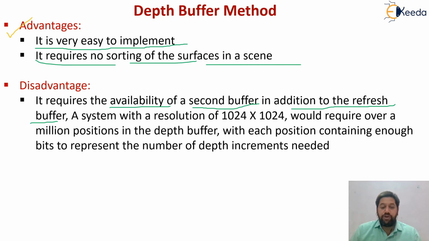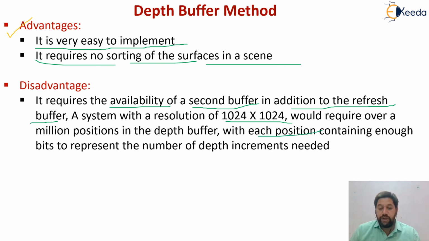A system with a resolution of 1024 by 1024, suppose I'm having an image of 1024 by 1024, would require over a million positions in the depth buffer. So definitely a depth buffer is required, whose size is again 1024 by 1024, which is required in addition to my refresh buffer or the frame buffer. And this is the main disadvantage, the memory requirement is higher.